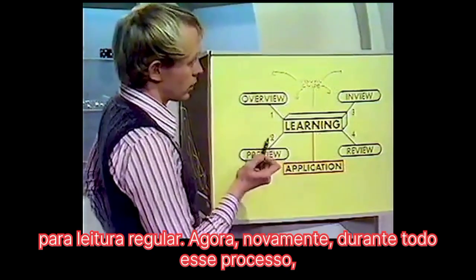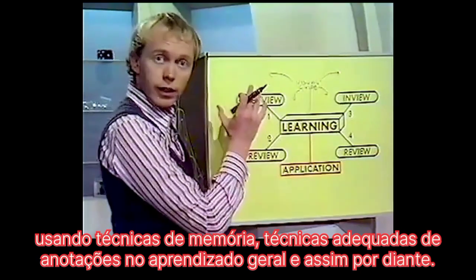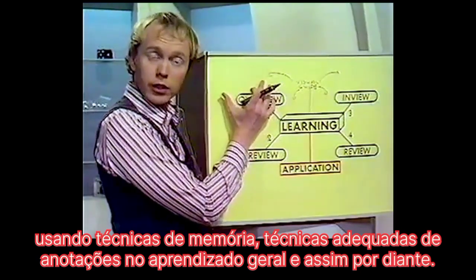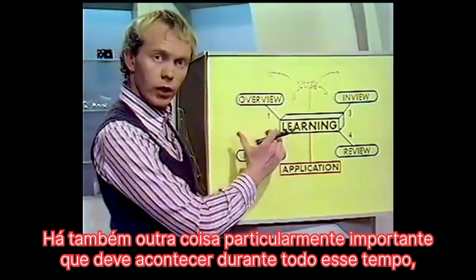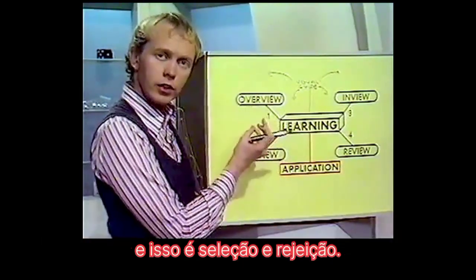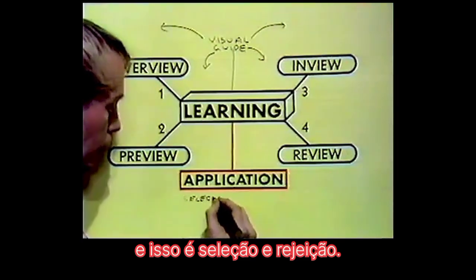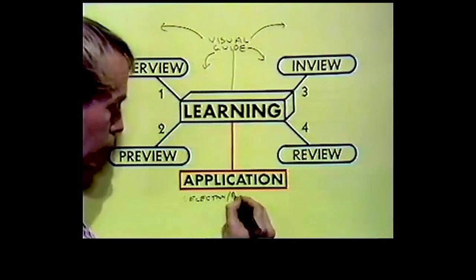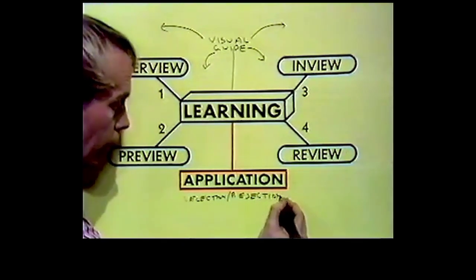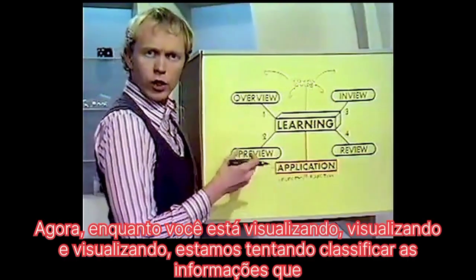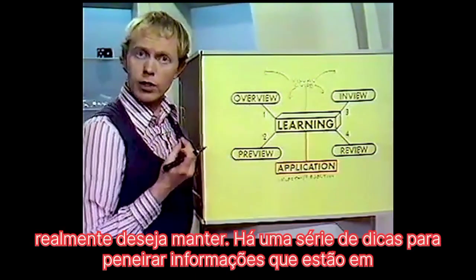Now again, throughout this entire process, you should have been using all the information given to you from the previous programs, using the memory techniques, proper note-taking techniques, general learning, and so on. There's also another particularly important thing that should be going on throughout this, and this is selection and rejection. Now, as you're overviewing, previewing, and imbuing, we're trying to sort out that information you actually want to keep.